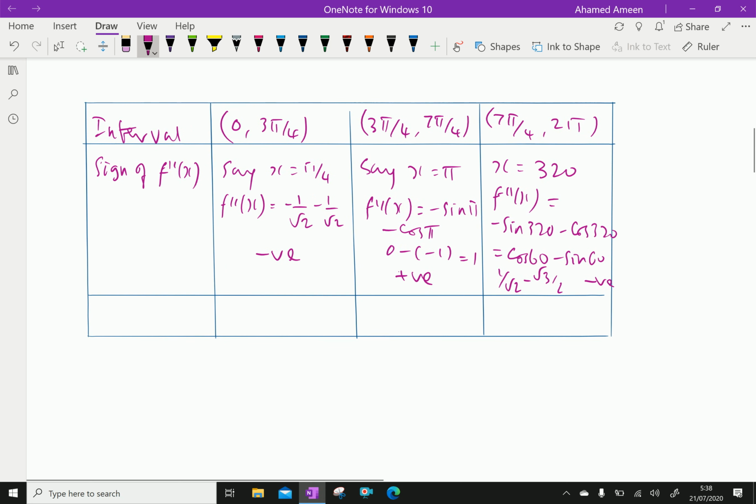So we will talk about the concavity. Here negative means concave downward. The curve is concave downward, concave up where it is positive, then concave up, concave down.